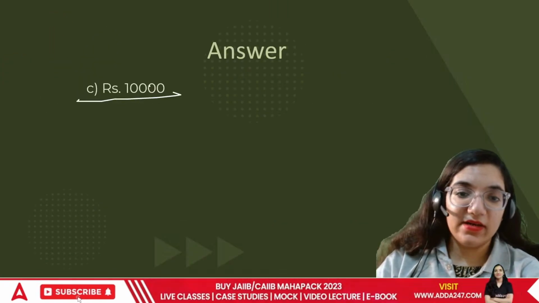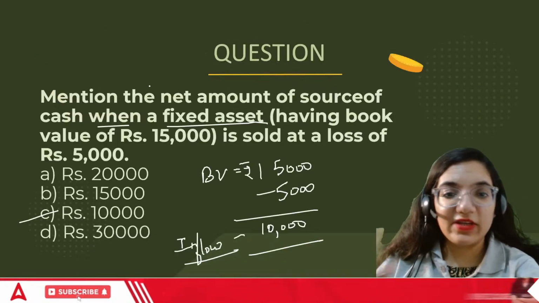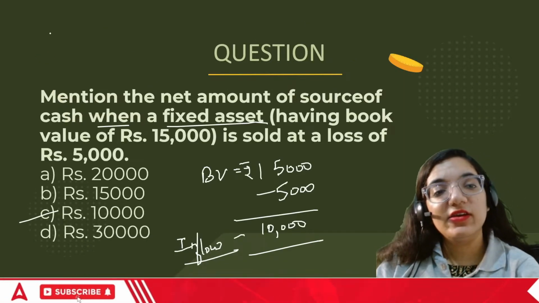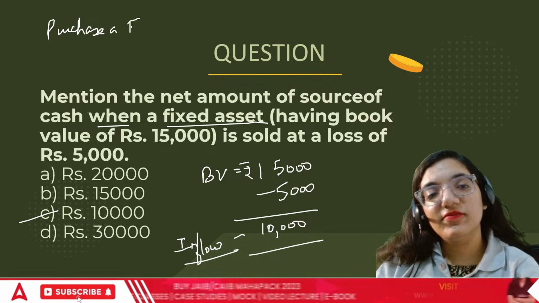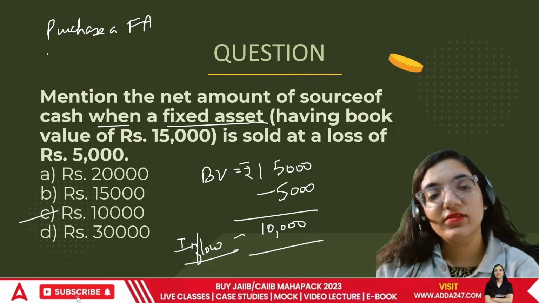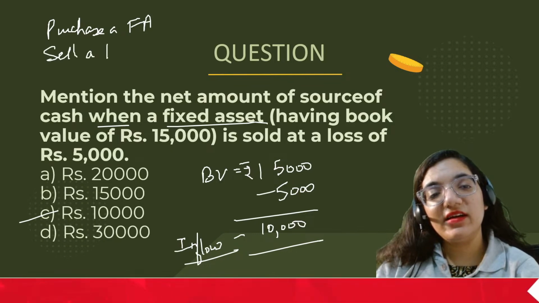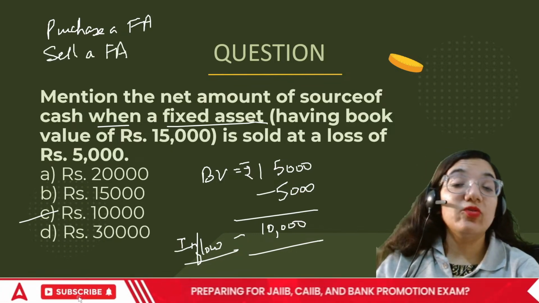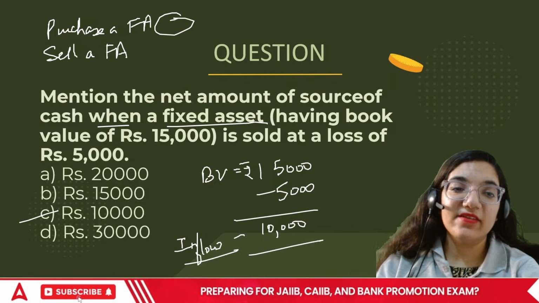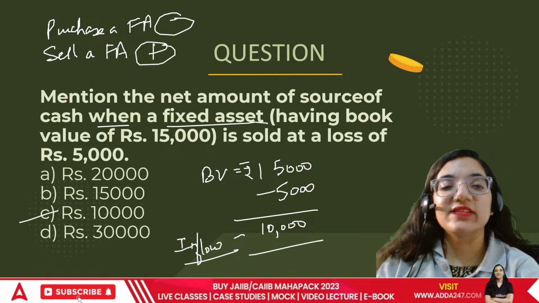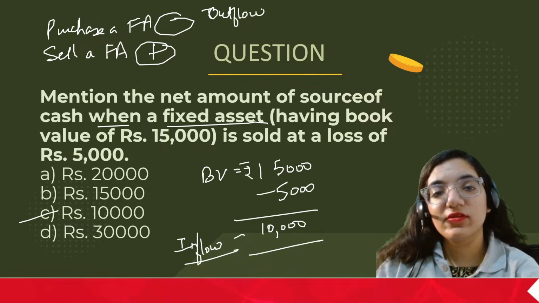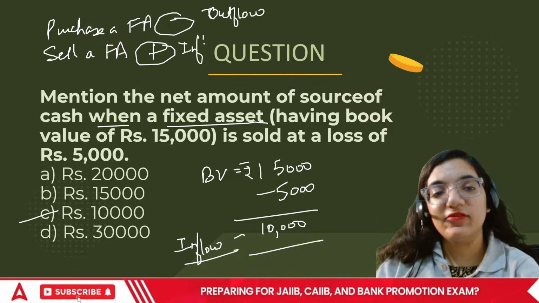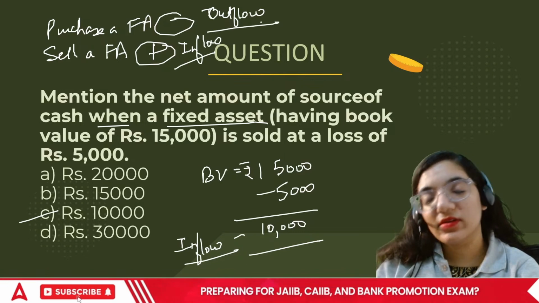Acha, again, this part is a part of investing activities. When you purchase a fixed asset or you sell a fixed asset. When you purchase a fixed asset, it's a negative. When you sell a fixed asset, it's a positive. Negative means this is outflow and this is inflow. Okay?